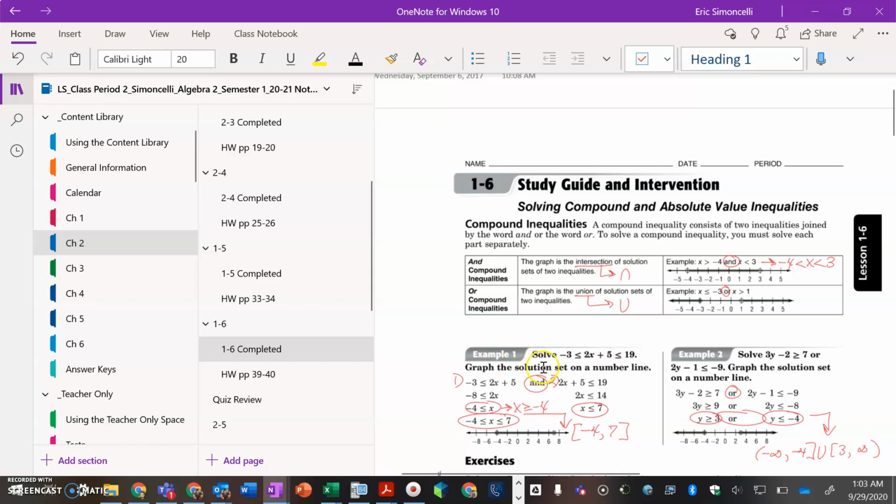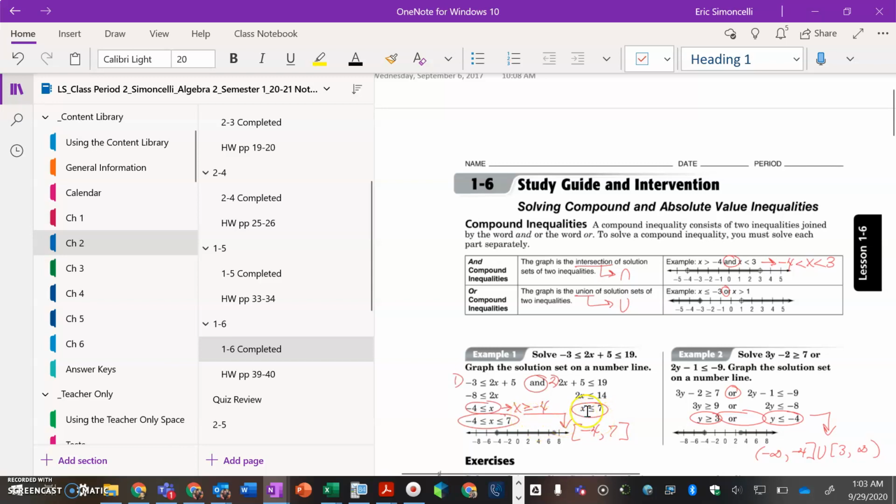So example 1, solve -3 less than or equal to 2x plus 5 less than or equal to 19. So I'm going to break it down as they do here, and I would have broken this down the same way. If you see the first inequality as this, -3 less than or equal to 2x plus 5, and 2x plus 5 is less than or equal to 19. Subtract 5, so -8, divide by 2, so -4, x is greater than or equal to -4. The second inequality, subtract 5, 14, divide by 2, 7, x is less than or equal to 7.